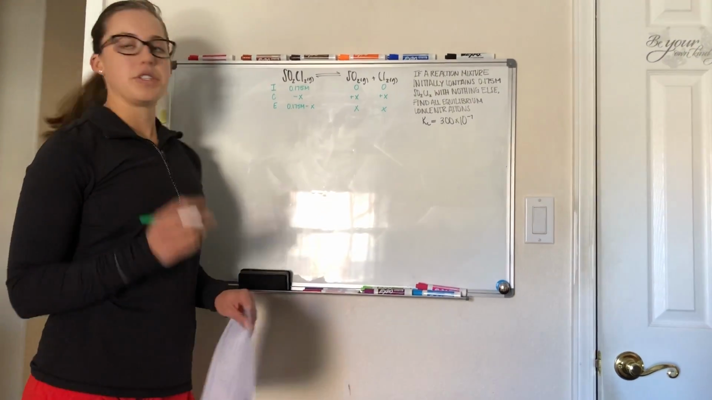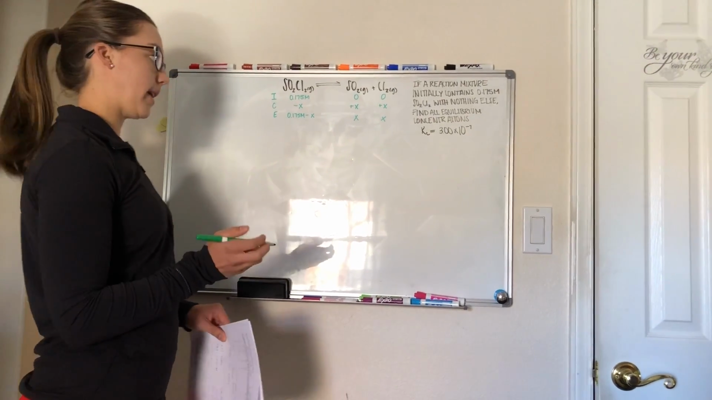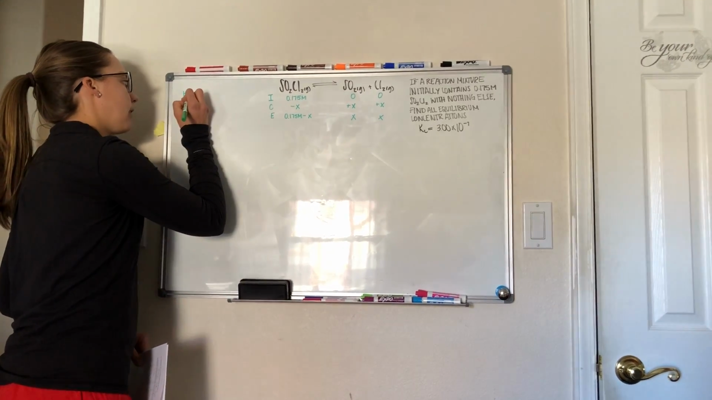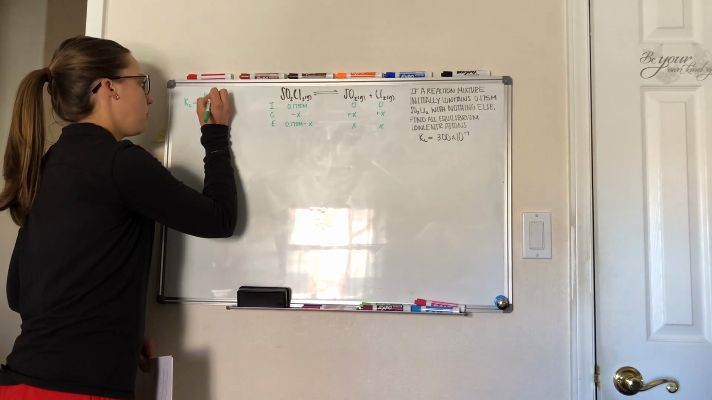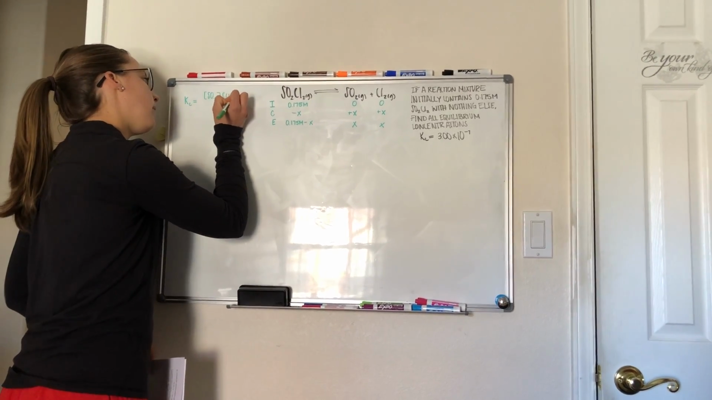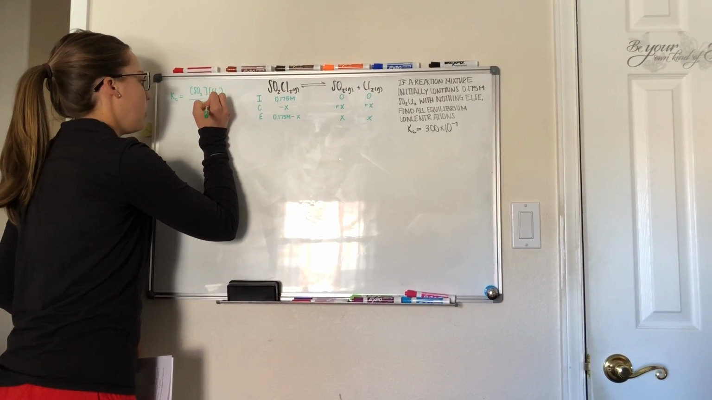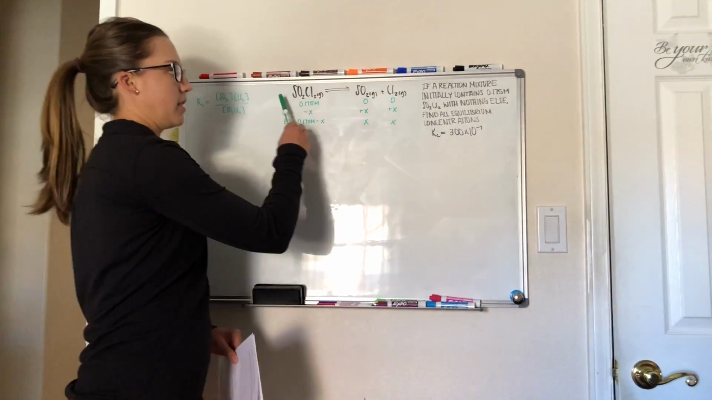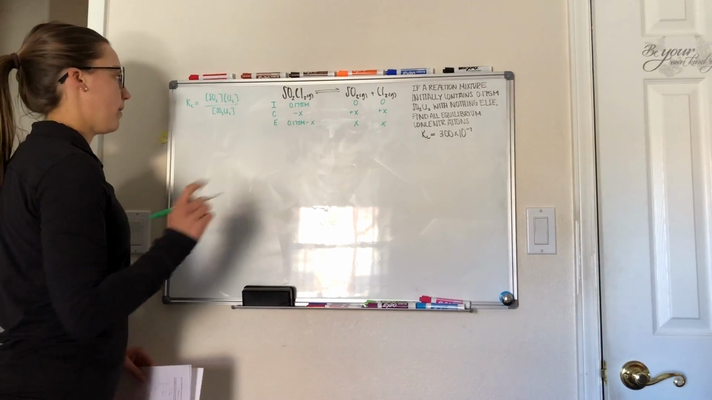So from here, there's two things that we can do to solve. The first thing that we have to do to get to either of those ways is to set up an expression for K sub c. So I'm going to write that over here. The K sub c expression is equal to the concentration of SO2 times the concentration of Cl2 over the concentration of SO2Cl2. And we know that these are all raised to the first power because once again there's no coefficients on this equation, which means they're all just raised to the 1.